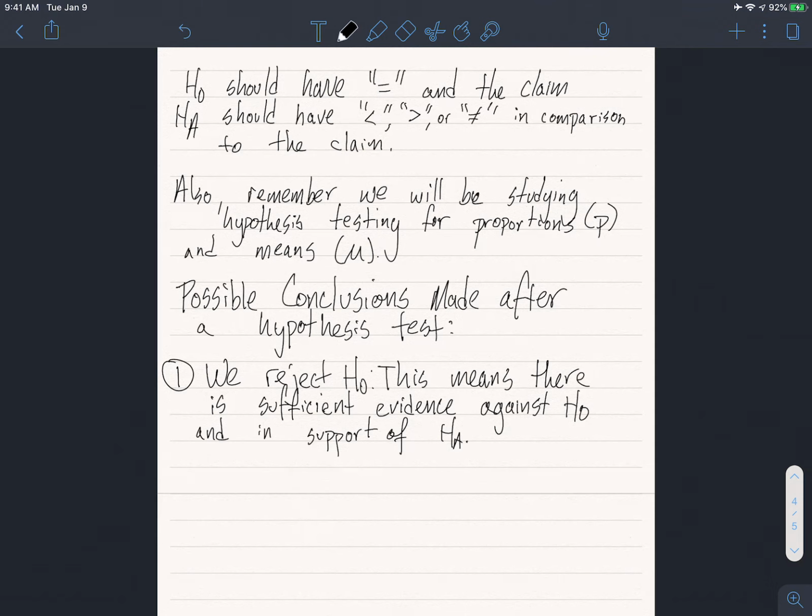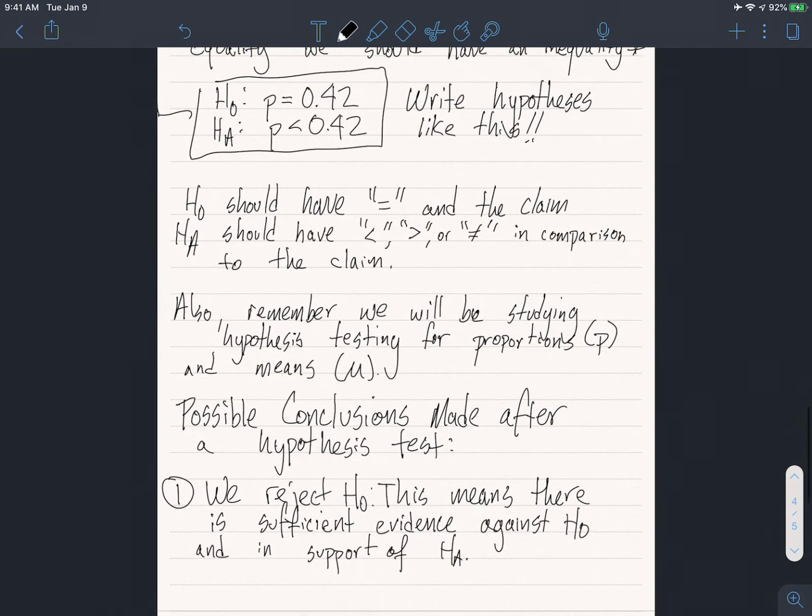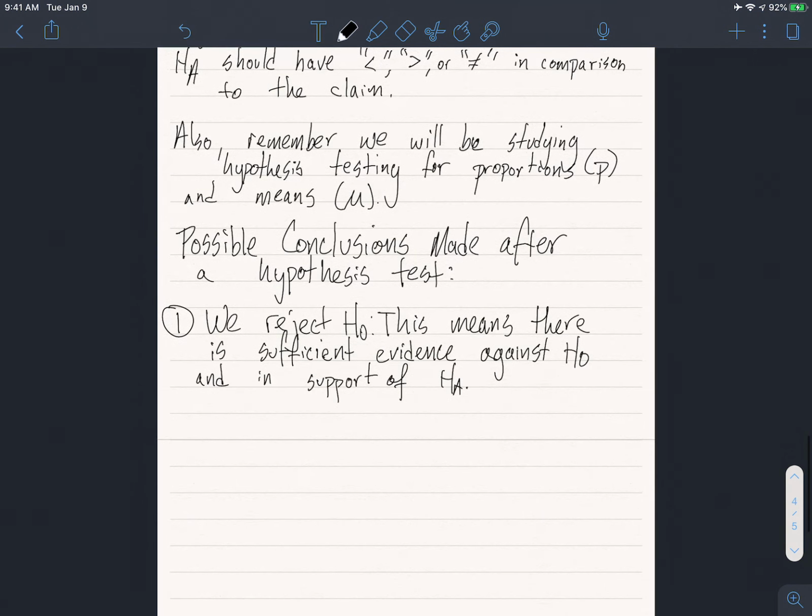So for my example about the people who get a B in my class, I say it's 42%. You go out there, you collect evidence, and at the end of your hypothesis test, you say, actually, I reject your claim, Nick. I don't believe that the percentage of people who get a B in your class is 42%. I reject that idea. Evidence supports this alternate, that it's actually less than that, something like that.